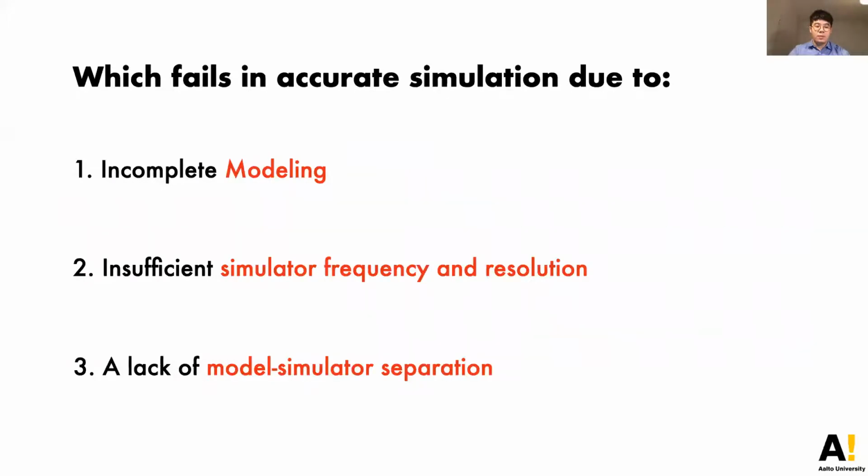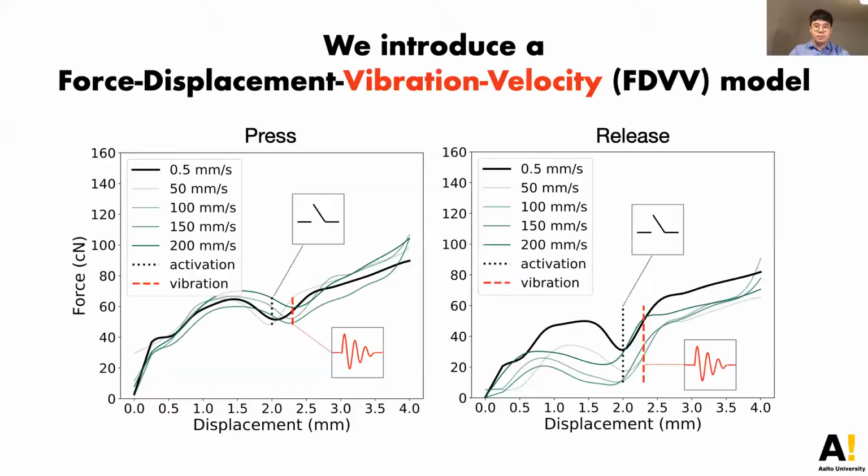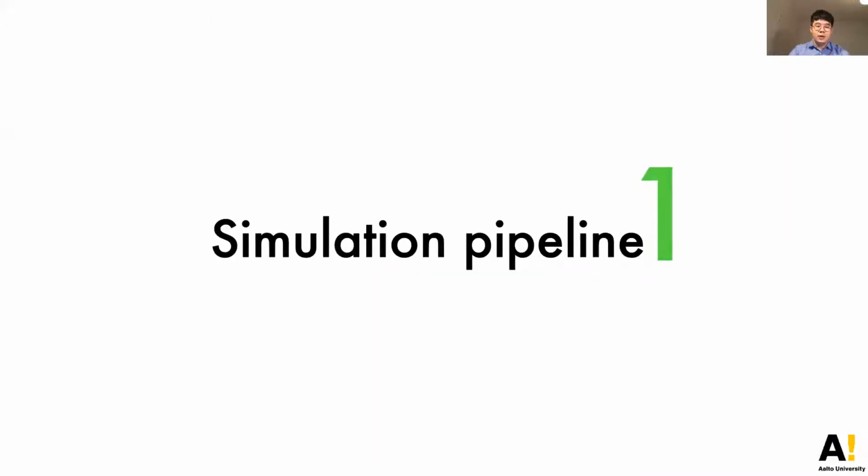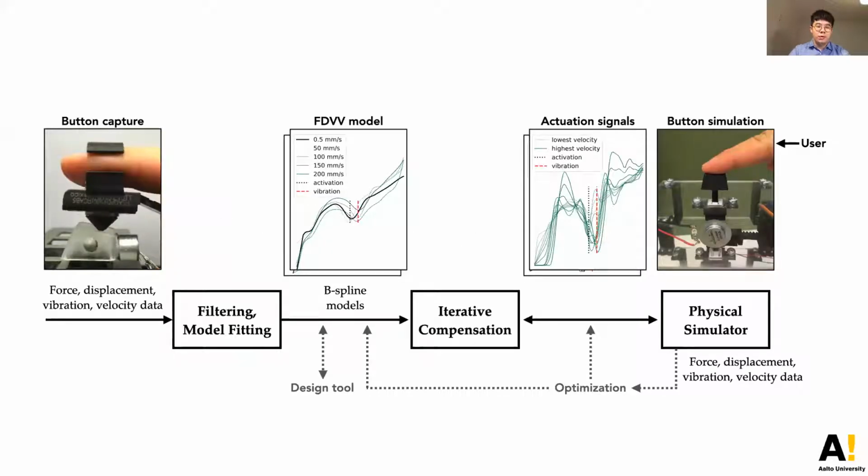Extended from the problem, there are two other engineering bottlenecks. One is the insufficient simulator frequency and resolution. The other is insufficient control. In this work, we present a model simulator separation control, which will be shown later. Our goal is to introduce a better model for buttons and achieve high-fidelity simulation by a pipeline. Additionally, a set of novel applications are enabled. Let's move on to the simulation pipeline. I'll go through button capture, modeling, simulator construction, and the iterative compensation.